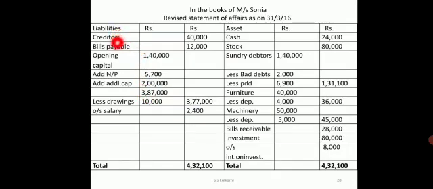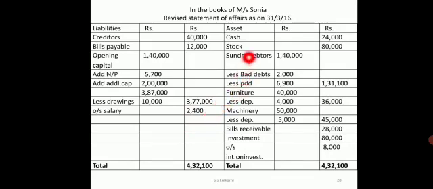So we'll see what the closing liabilities are. Creditors we had 40,000, bills payable was 12,000, bank overdraft was not existing. Now coming to the opening capital. Opening capital was given in the opening statement of affairs, 1,40,000. To this I have to add 5,700. So I told you, 36,000 minus 20,300 gives me 5,700. Then I should add the additional capital of 2 lakhs. So the resultant adjusted opening capital will be 3,87,000. From this I have to reduce the drawings made during the year, which gives me 3,77,000.